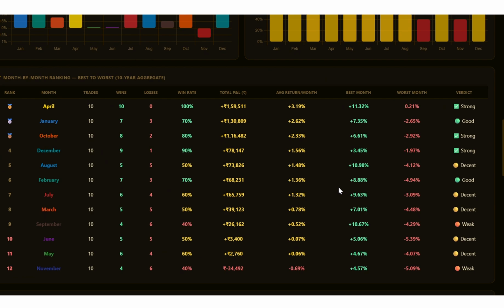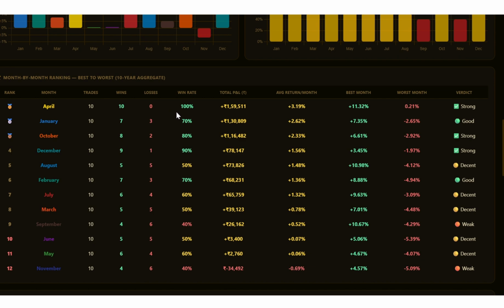Again, this is giving the month-wise ranking also. As you can see, April has 10 out of 10 wins. This is 100%. This is a very rare phenomenon. You will not find any particular ETF or company performing 100% every time in the last 10 years.